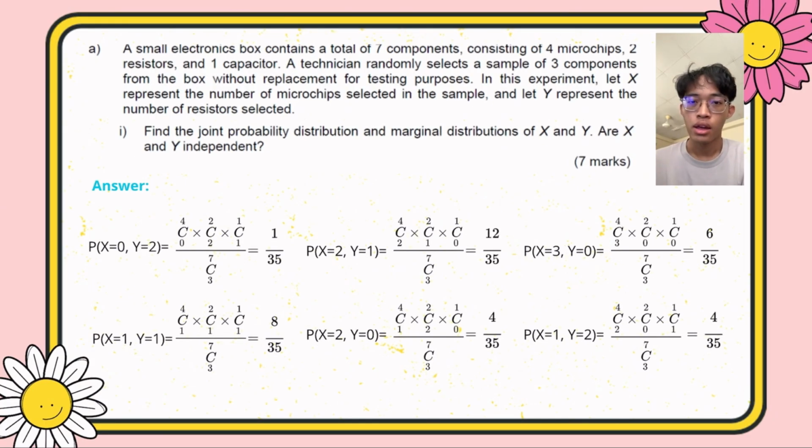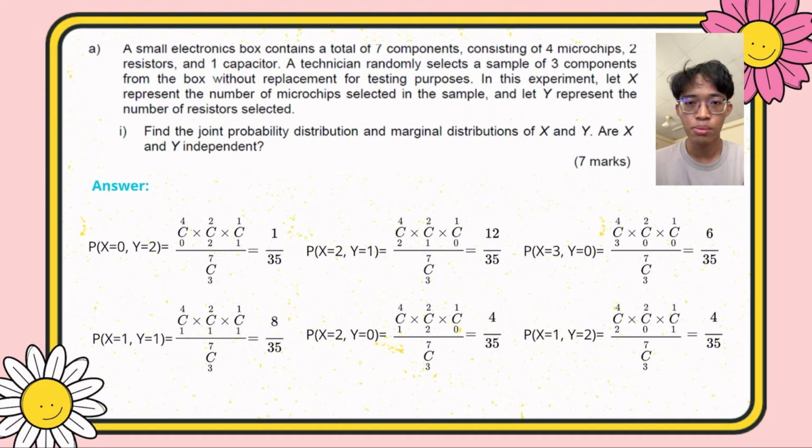Assalamualaikum and hi. In this video, I will explain question 1 on joint and marginal probability distributions and expected values. We are given 7 components consisting of 4 microchips, 2 resistors and 1 capacitor. 3 components are randomly selected without replacement. In this experiment, X represents the number of microchips selected and Y represents the number of resistors selected.